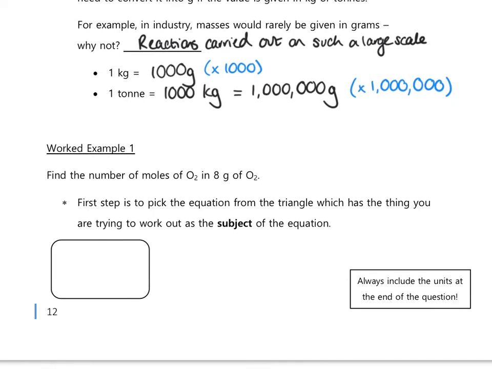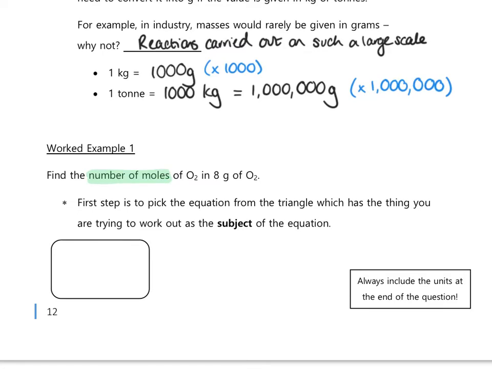So what I would always say is when you're given an example, make sure you highlight what you are being asked to calculate, okay? Because that will help us pick our equation first of all. So worked example 1 says find the number of moles of O2 in 8 grams of oxygen, O2. Okay, so it says find the number of moles. So I'm going to highlight that because that's what I'm being asked to calculate.